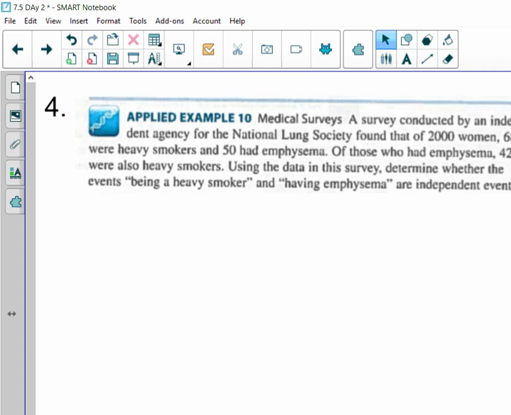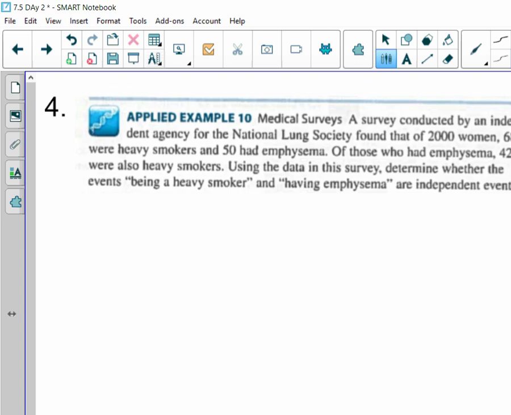It says a survey conducted by an independent agency for the National Lung Society found that of 2,000 women, 680 were heavy smokers, and 50 had emphysema. Of those who had emphysema, 42 were also heavy smokers. Using the data in the survey, determine whether the events being a heavy smoker and having emphysema are independent. We could just talk about whether it's independent or not, but we can use the test to show mathematically whether they're independent or not.